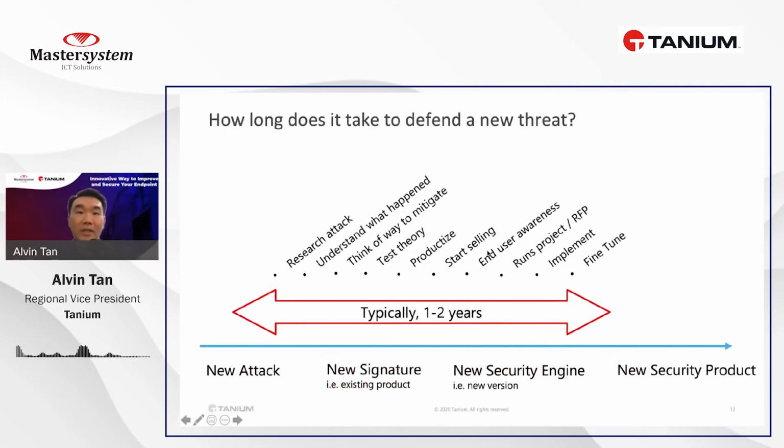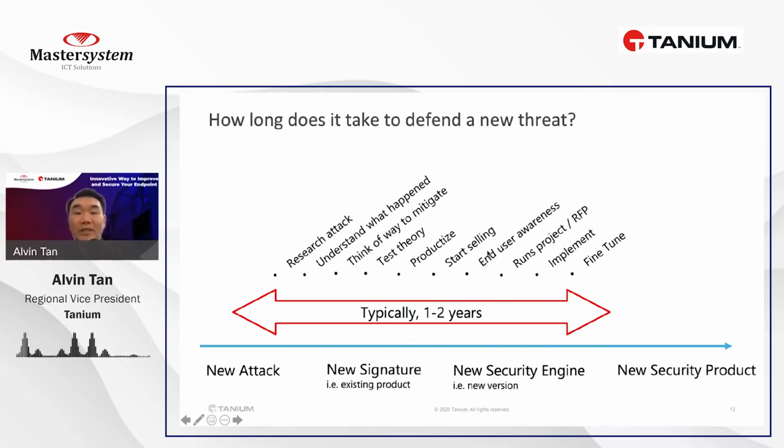And then on a second scenario, I like to say, how long does it really take to defend that threat, right? If you have a new attack that comes in, we will be very lucky if a new signature can block the attack. So your timeline is short, but if your new signature cannot block, some vendors say, let me enhance the security engine. It's a new version now. And then you can detect the attack. So your timeline is a bit longer. But sometimes a new signature and a new engine still cannot block. So you need a brand new security product.